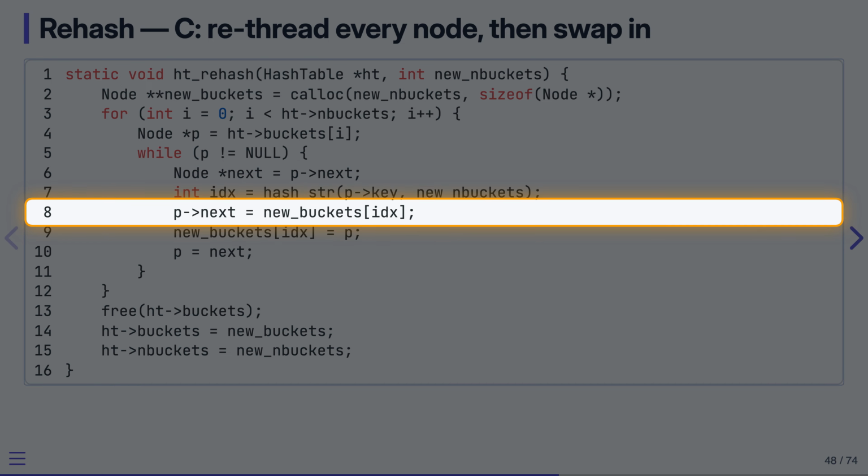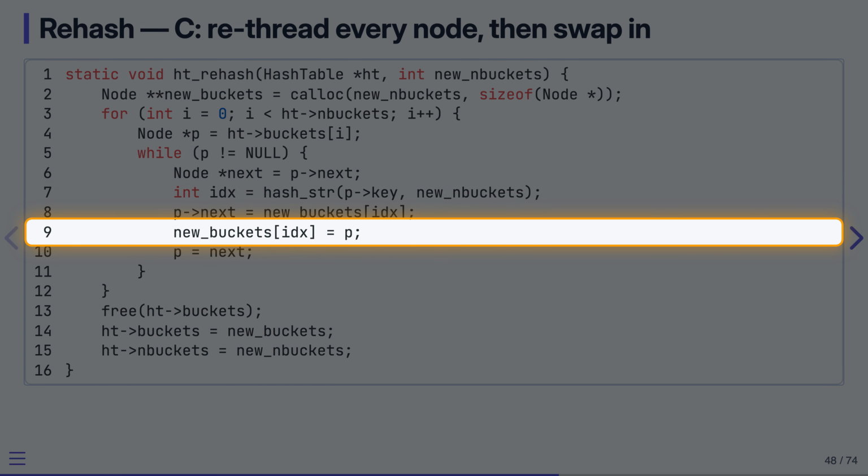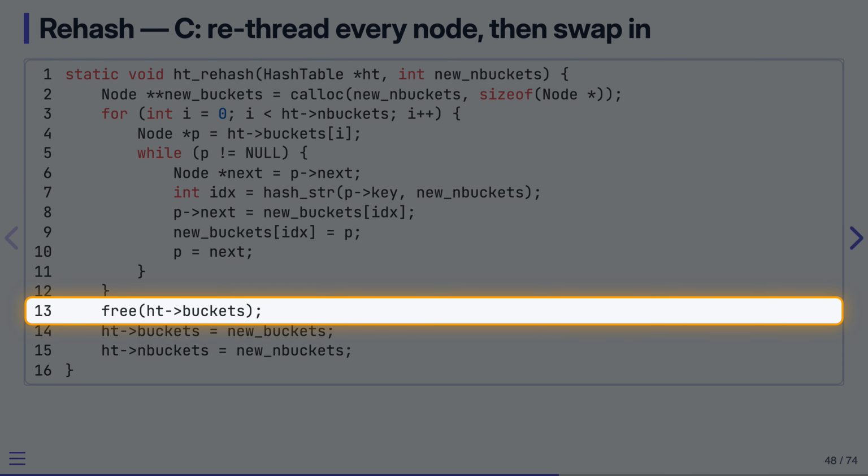We splice the node into the front of its new bucket. Its next points at the current head, and the bucket now points at the node. The same node is relinked, not reallocated. When every node has moved, we free only the old bucket array and point the table at the new one with its new size. The nodes themselves were never freed.